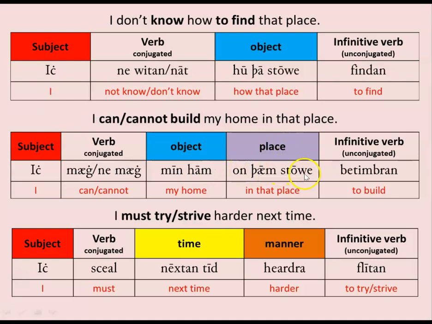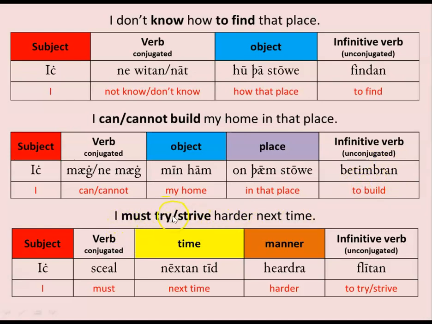Place, on tham satowa. Now this is a location, so I'm going to choose the dative of satowa, tham satowa, in that place. In the West Saxon dialect, whenever you see the word on, you can translate it as in, unless there's a sense of motion implied. So just be careful with that. Betimbaran, to build.